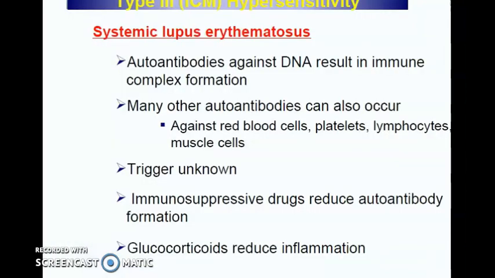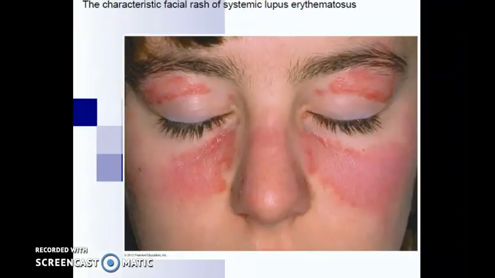Another one is systemic lupus erythematosus. In this, autoantibodies against DNA result in immune complex formation. Many other autoantibodies can also occur against red blood cells, platelets, lymphocytes and muscle cells. You can use immunosuppressive drugs to reduce autoantibody formation, and glucocorticoids to reduce inflammation. And this image shows the characteristic facial rash of systemic lupus erythematosus.